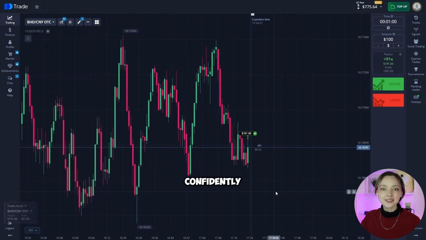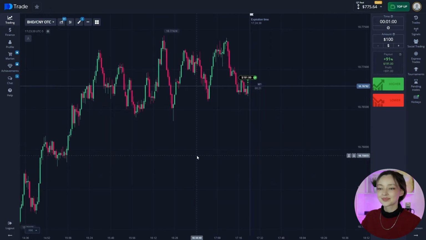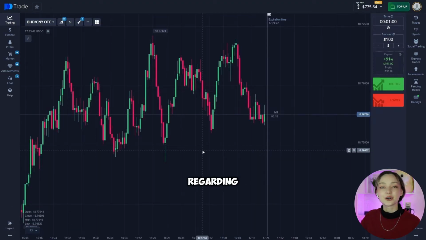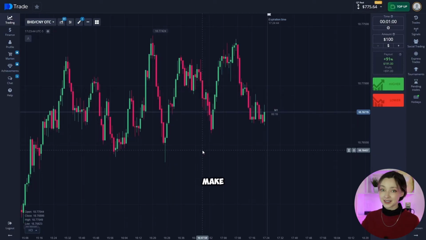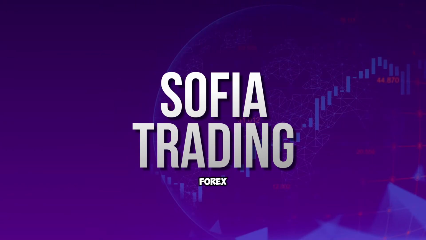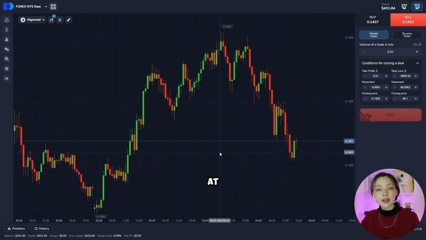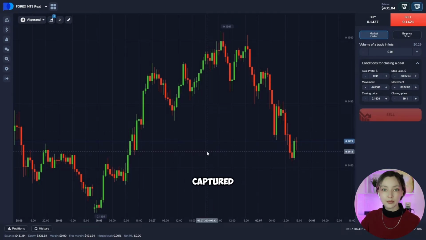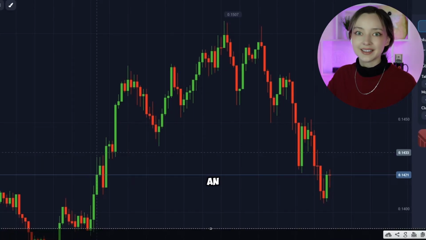Another trade confidently closed in a profit. I hope you're getting the gist of things regarding binary options. Time to make things clearer with Forex. Profits and losses at Forex depend on the motion we captured, or the distance the price goes through. Let me explain it with an example.